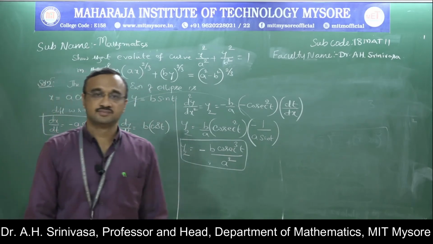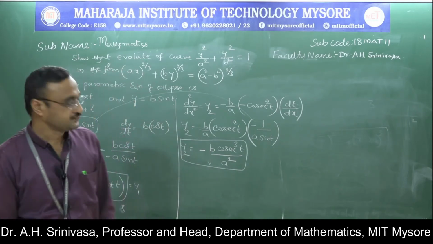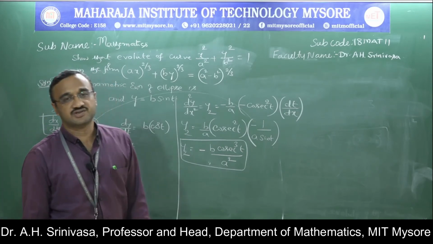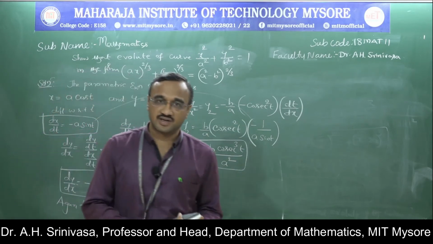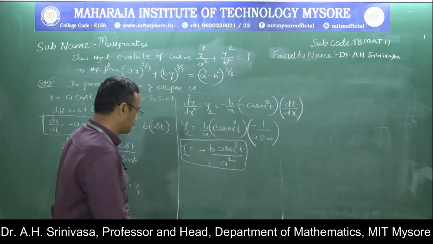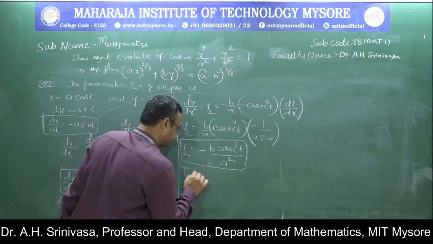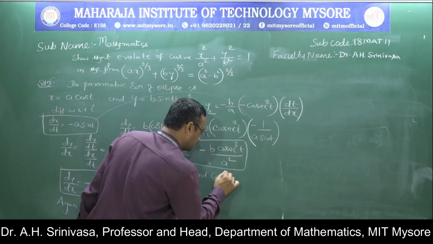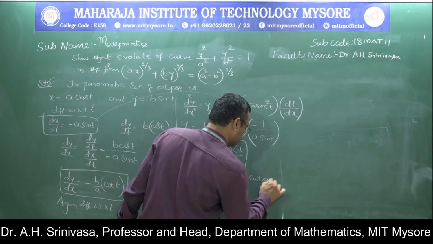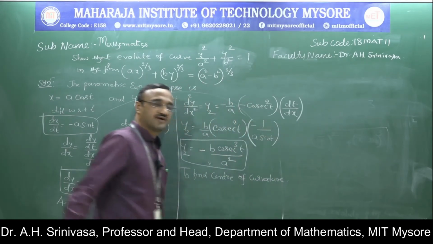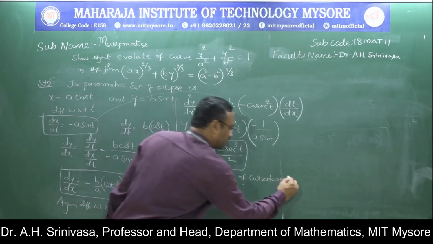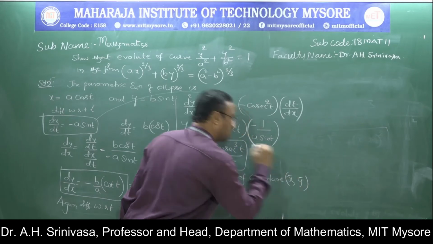Now I got the second order derivative. So first order and second order. After that, what is the next procedure? If we find out the first and second order derivative, now we are going to find out the center of curvature. Now to find the center of curvature, what is that center of curvature? That is x bar, comma, y bar.